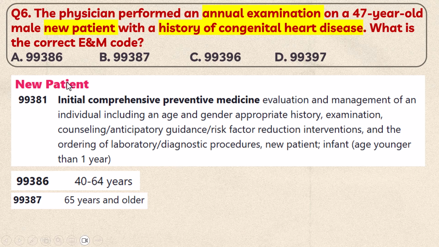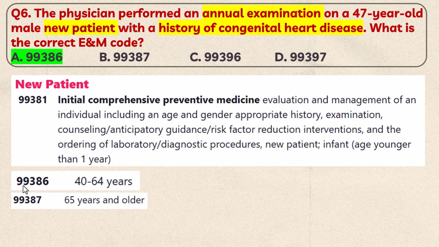So once you go to the code, 99,381 for a new patient, initial comprehensive preventive medicine evaluation and management of an individual, including an age and gender appropriate history, examination, counseling, anticipatory guidance or risk factor reduction interventions, and the ordering of laboratory or diagnostic procedures, new patient and infant age under 1. So for new patient, 99,386 for 40 to 64 years, 99,387 for 65 years and older. So in our case, it's 47. So 47 is included in this code. So the correct answer will be answer A, that is 99,386.